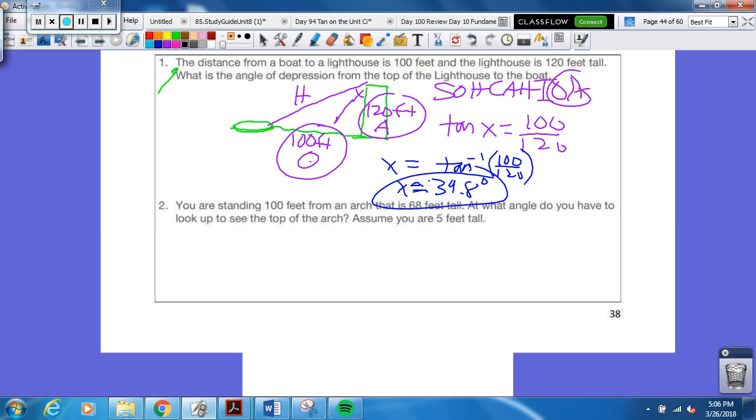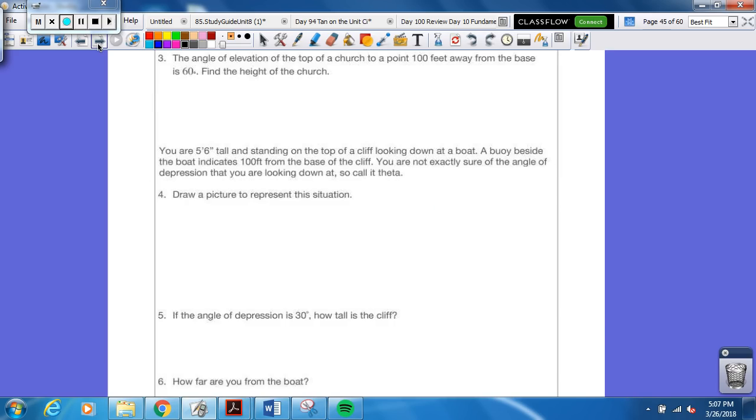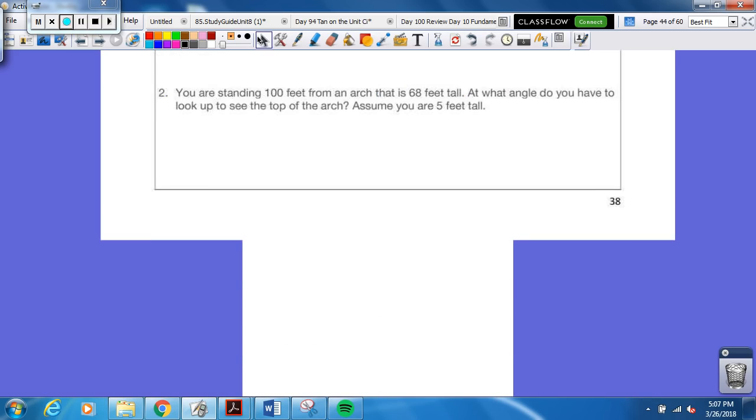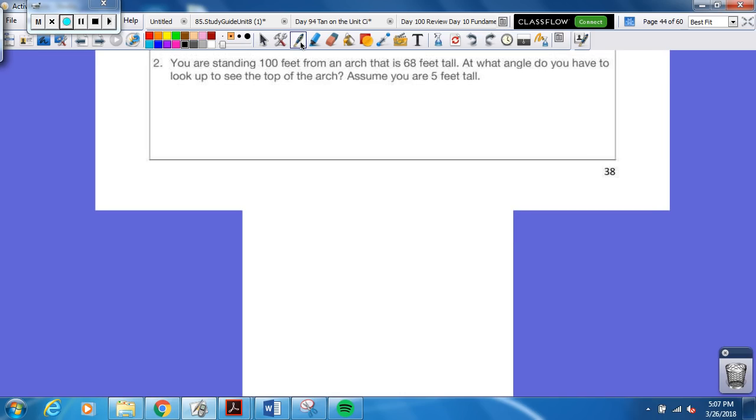All right, let's try the next one, number 2. This one's more complicated. We're going to do this one together. Oh, sorry. We got to do number 2 right here. All right, here it is. You are standing 100 feet from the arch that is 68 feet tall.